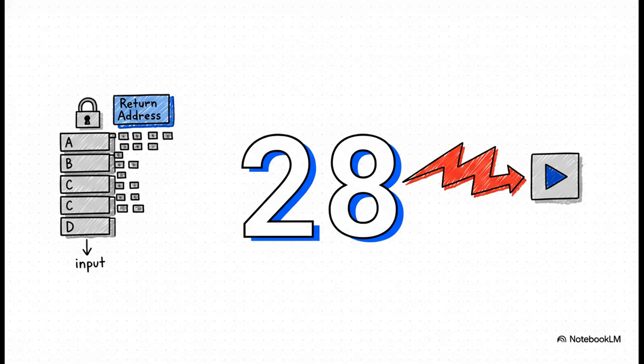After a little digging around with a debugger, we find it. The magic number is 28. Yep, 28 is the key to the whole thing. It means we need to send exactly 28 bytes of, well, anything, just junk, and the very next thing we send will land perfectly on top of that return address.